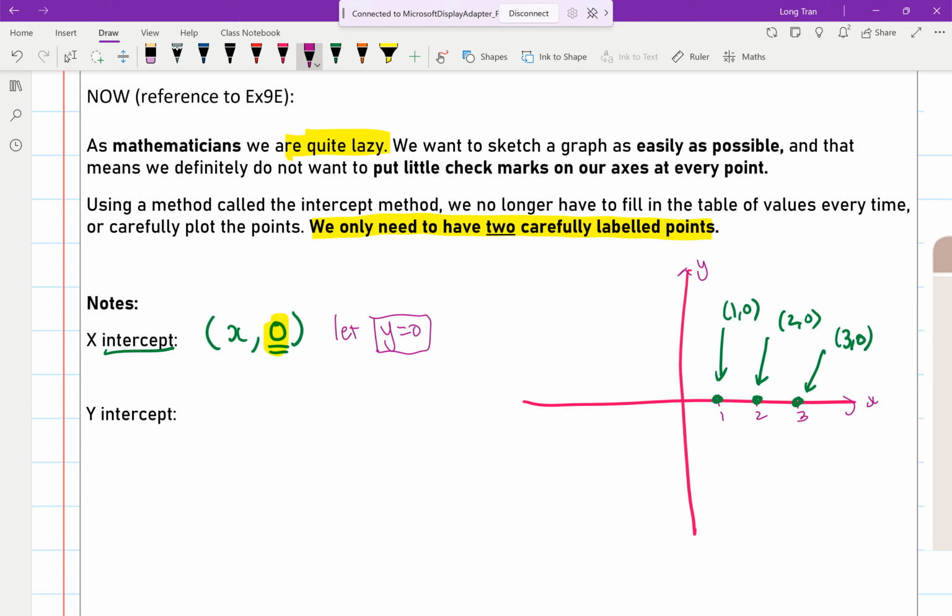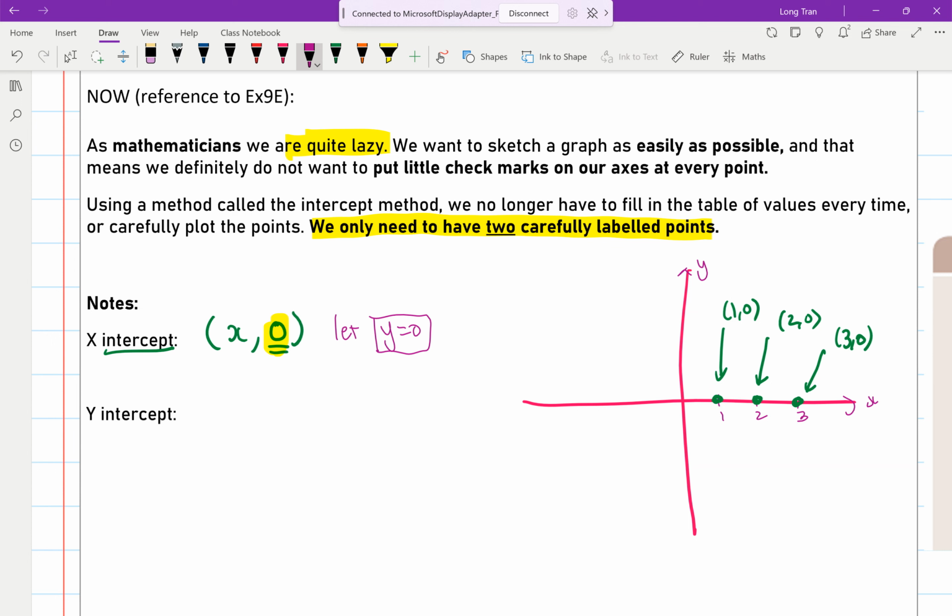So next year, I promise you, whoever your teacher is, they are going to say, x-intercept, let y equal to 0. And most students will know this. If you went up to any year 10, year 11 student, you said, how do you find x-intercept, y-intercept? They will tell you, let x equal to 0 or let y equal to 0. And that's what they're trying to say. Okay, and it's just really based on a pattern that we notice on the Cartesian plane.